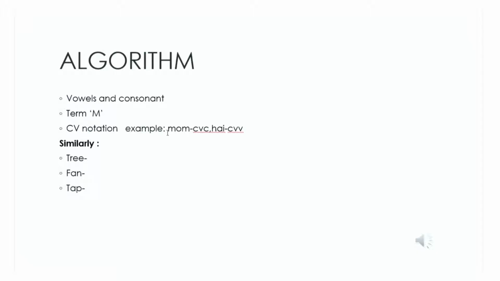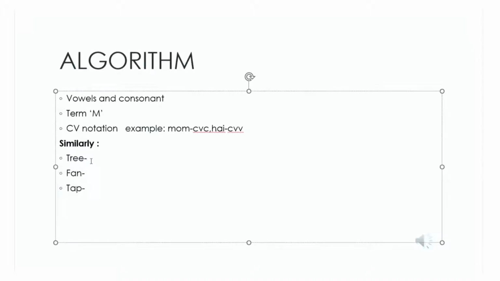If I take the example of the word mom, M is a consonant, so C. O is a vowel, so V. Similarly, M is a consonant, so C. Let's do some other words and decode them in the CV notation. We have tree. It is C, C, V, V. E is a vowel. Similarly for fan, it is C, V, C. So we got this CV notation that is needed for the Porter-Stemmer algorithm. You can try it yourself.